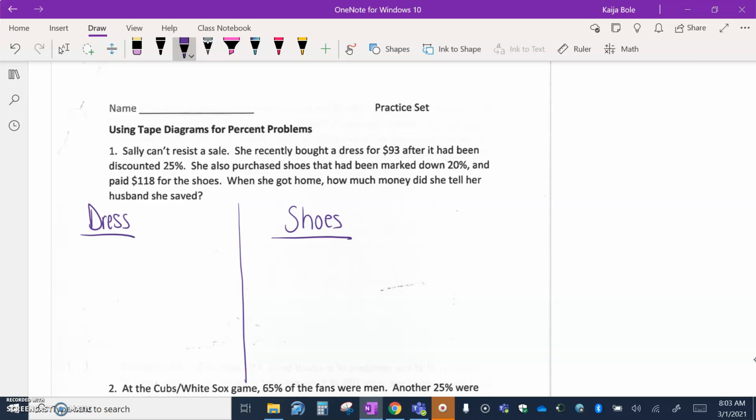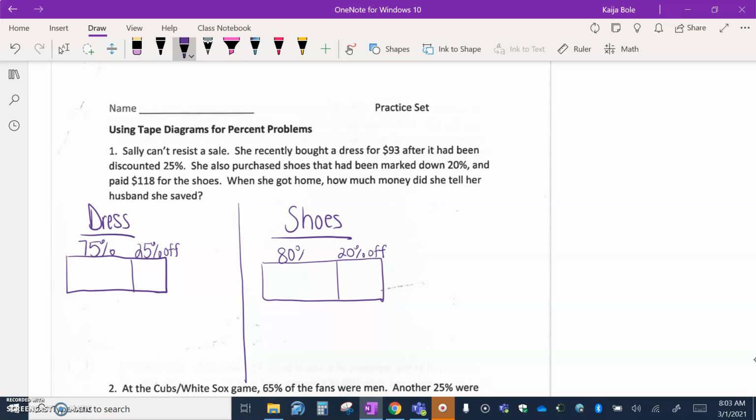So remember, when we're setting up for the dress, we're talking about two things, right? So it had been discounted 25%. So we have this 25% off box, which means she really paid for 75% of the dress. Okay, then for the shoes, they were 20% off, which means she really paid 80%.